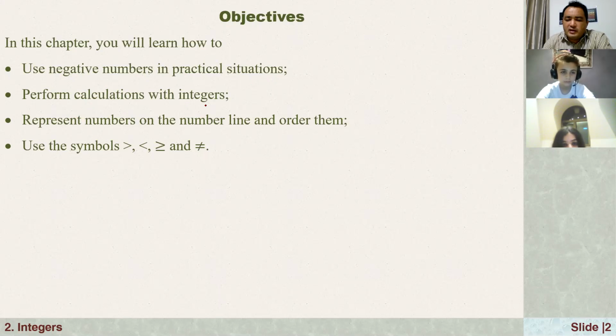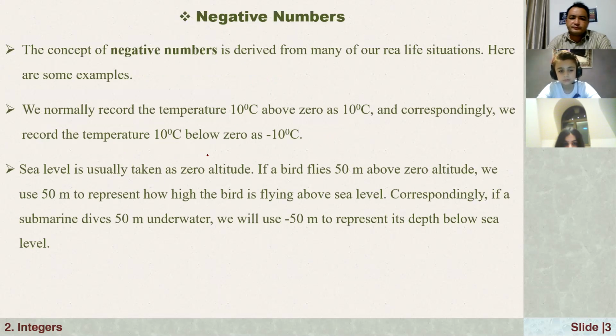Perform calculations with integers. Perform calculations means how do we add two integers? How do we subtract two integers? How do we multiply two integers? How do we divide one integer by another one? Represent numbers on the number line and order them, and use the symbols greater than, less than, greater than or equal to, or not equal to. These symbols.